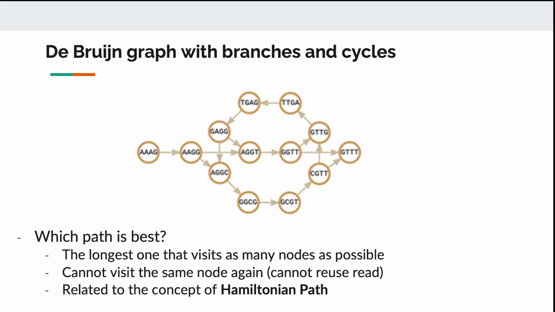Technically, this is called a Hamiltonian path. It's a path in this graph that visits all the nodes. So it uses all the reads, basically. It uses all the sequencing data to reconstruct the contig in such a way that it doesn't reuse any read. It doesn't visit the same read twice, and it visits everywhere. So this is one of the algorithms for finding the contig from this kind of De Bruijn graph representation.